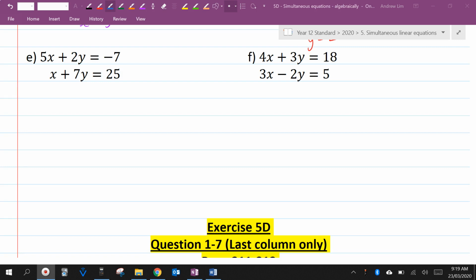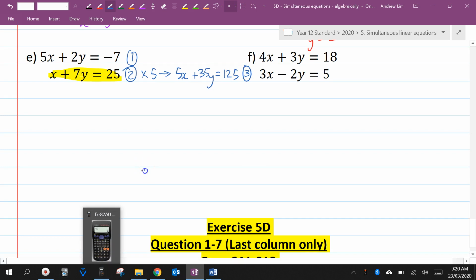Now, it looks like the easiest way to do this is if we just multiply the second equation by 5, then my x will be 5x, and then I can eliminate the x's. So, if I were to multiply statement 2 by 5, I will get 5x plus 35y is equal to 125, and that's statement 3. What you will see here is we multiplied every single term by 5. This by 5, this one by 5, and that by 5.